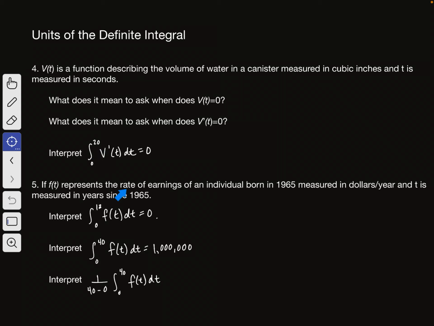All right, last one, number 5. If F of t represents the rate of earnings of an individual born in 1965 in dollars and t is measured since 1965, so these are the first years. From 0 to age 13, you're earning nothing. That's correct. So the total earnings of a child in the first 13 years is 0, and it is reasonable. Here, we're looking at the first 40 years of your life. Could you earn $1 million? Yes, but perhaps not as a teacher. And the last one, this is your average amount of earnings of an individual over those first 40 years. So I hope you understand a little bit more about those units of the definite integral.